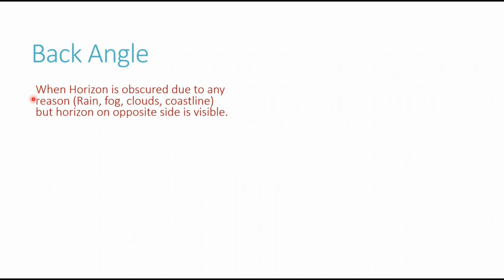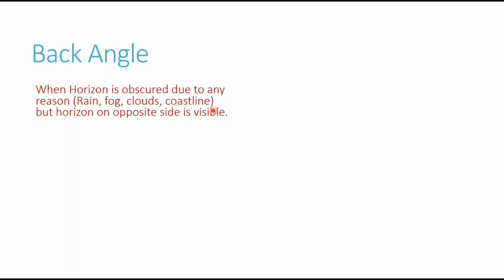Now, this back angle concept is used in those scenarios when the horizon is obscured due to any reason. The reason could be rain, it could be fog, it could be clouds, or there could be a coastline visible to you. Because of all these reasons, it is possible that the horizon may not be visible. If the horizon is not visible to us, then we will not be able to take a celestial observation. We will not be able to take the true altitude of the body.